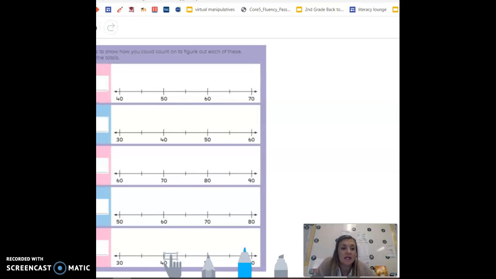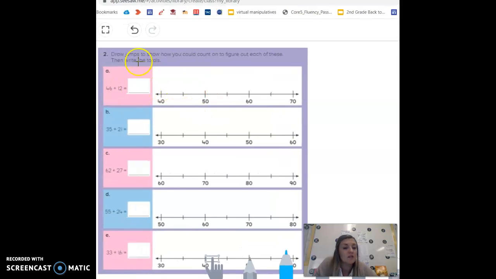And then this is the second page of your stepping stones. You are just drawing jumps on the number line to count and figure out the totals and then writing the total. I need to see that you are trying to use the number line. We will keep practicing with number lines. I know that this is a concept that we need lots of practice with, so we will keep practicing with it, but you need to show me that you're trying. So I need to see your work on the number line today.